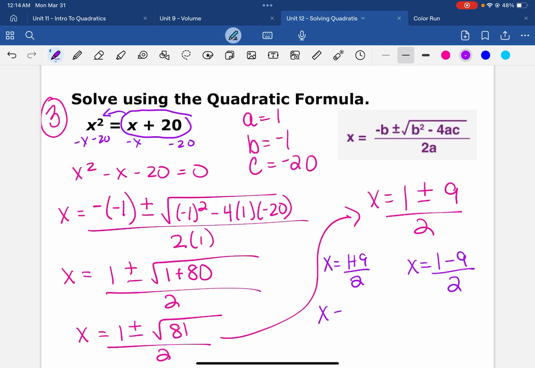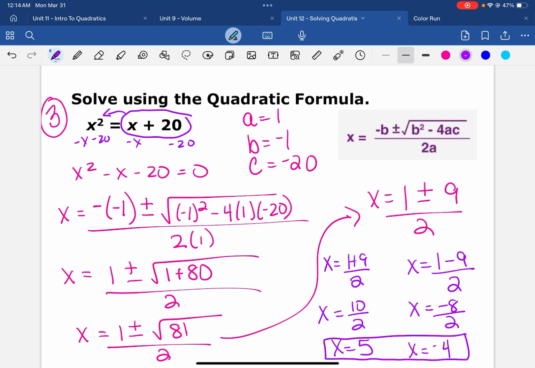So 1 plus 9 is 10 over 2, which gives me x equals 5. On the minus 9 equation, 1 minus 9 is -8 over 2, gives me x equals -4. There are my two solutions. My parabola would cross the x-axis at -4 and +5. How'd you do? Hope you did well.